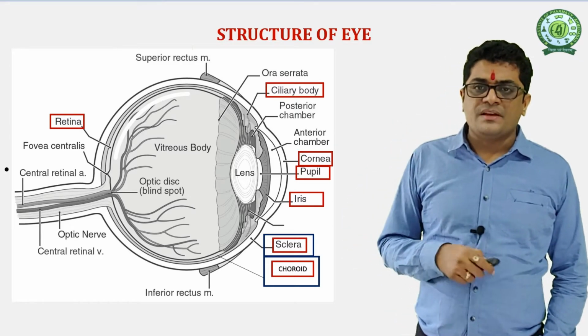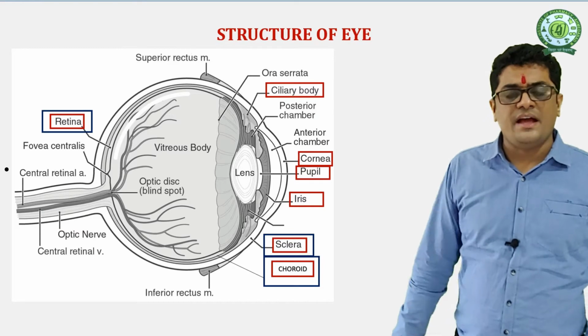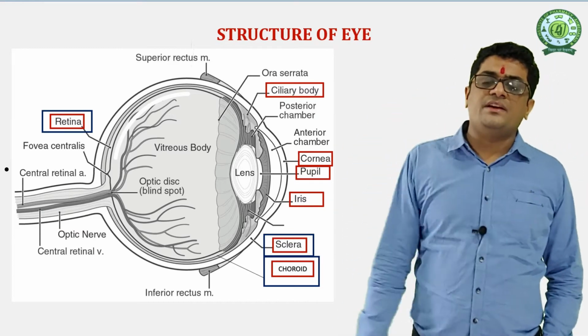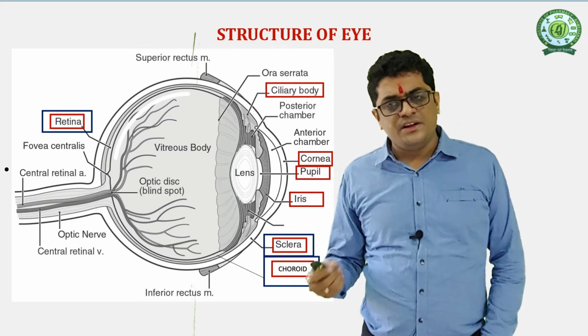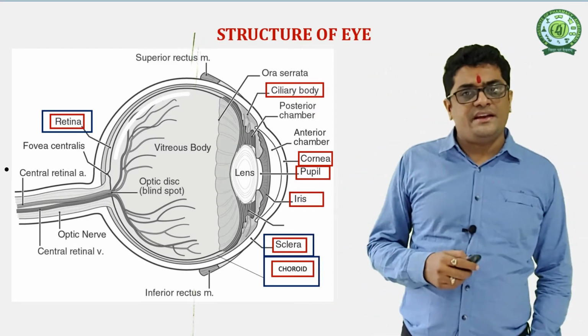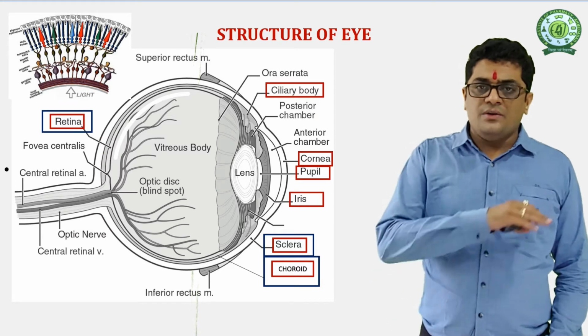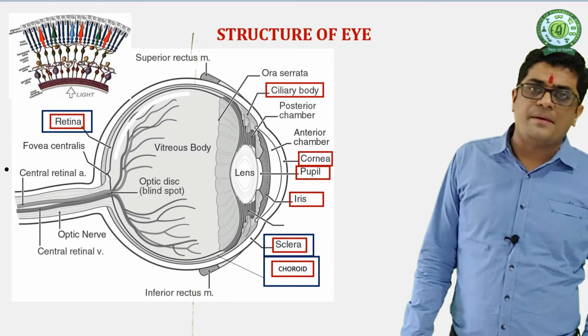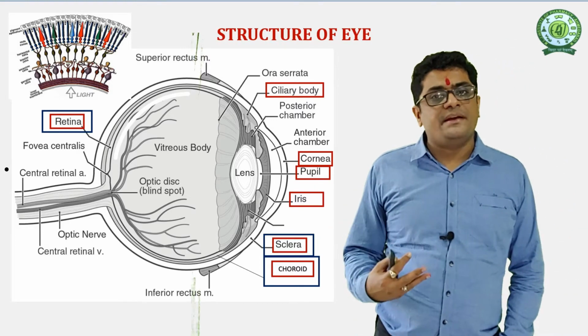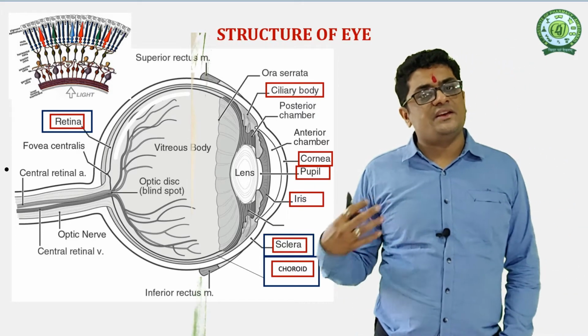The third part is the retina, and the retina is the innermost layer of the eye where the rod cells and the cone cells are present. When we discuss the structure of the retina, it is like this. The outermost layer of the retina is the pigmented epithelium. Inner to that pigmented epithelium, it possesses the rod cells and the cone cells.